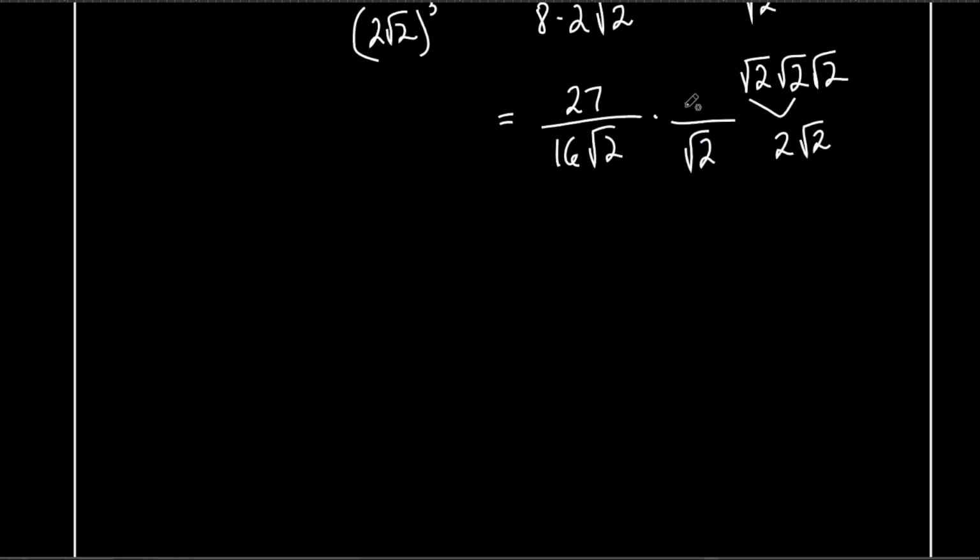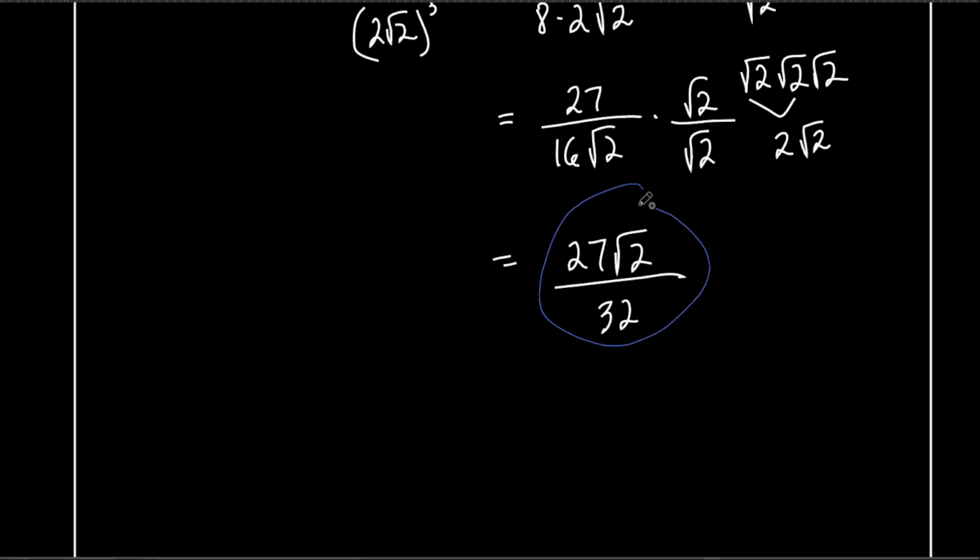So what do I have to do? Multiply it by the square root of 2 here, square root of 2 here. So now what do we get? We get 27, the square root of 2, over 16 times 2, which is 32. Now, does anything divide into 32 and 27? No. Okay, and that should be the answer. Fact checker? Is that it? Oh, thank goodness. All right.